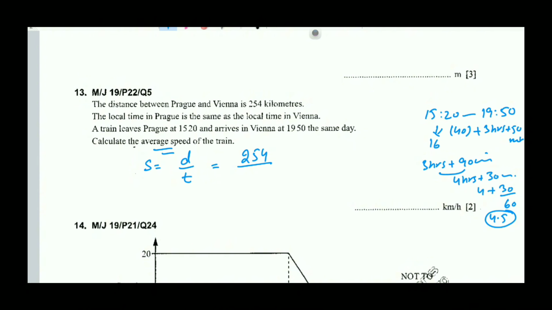4.5 hours. So it's up to you how you will calculate the total time. From 15:20 to 19:20 you will count the hours and minutes, and you will convert it into hours because we have to find the answer in hours. So 4.5. Now the answer is 56.4.